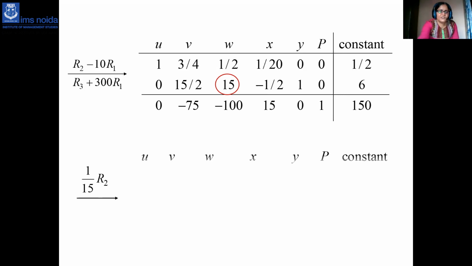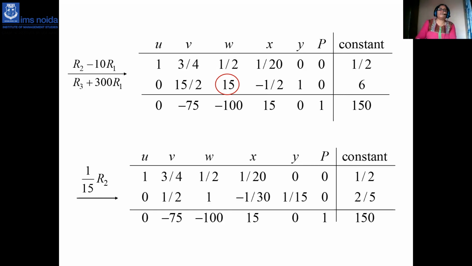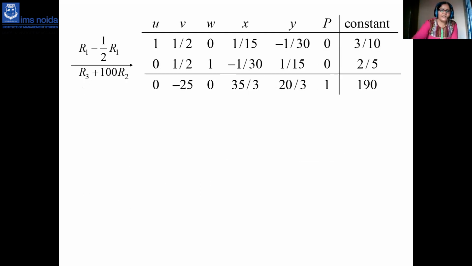And the first table elements of the first iteration you can do by using the formula. And next also you will be getting minus 100. So multiplying by 1 by 15, we can see next in the v column you are getting a negative value, minus 25. So half is the same element, 3 by 10 by half, so that will be 3 by 5 will be the value, and 2 by 5 by 1 by 2, 4 by 5 will be there.